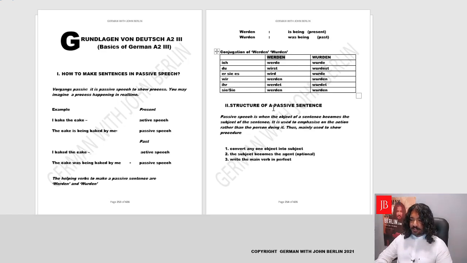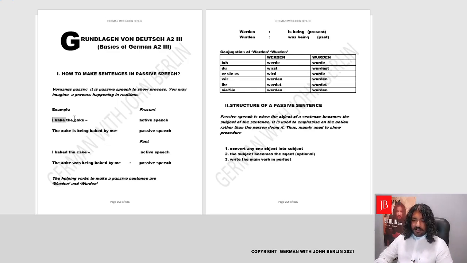Now let's look at the structure. Passive speech is when the object of a sentence becomes the subject of the sentence. It is used to emphasize the action rather than the person doing it, thus mainly used to show procedure. So how do we do it? We convert the object of the sentence into the subject, and the subject becomes the agent. Now, what is the agent? If you look at the sentence, the cake is being baked by me. By me is the agent.